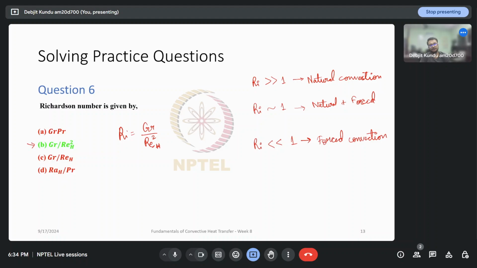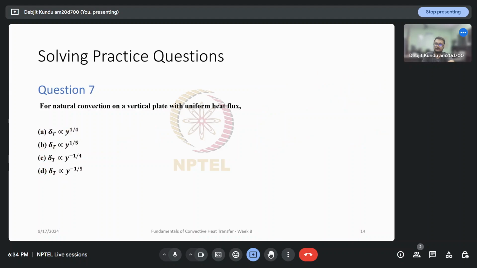That's why this is very important. Okay, so we'll move on. Now the question refers to some scaling laws. For natural convection on a vertical plate with uniform heat flux, what does delta T scale as? Delta T is the thermal boundary layer thickness. So does it scale as y to the power 1/4, where y is the streamwise direction in this?